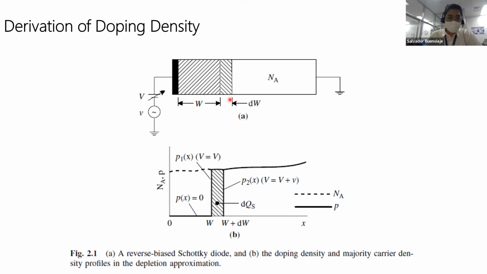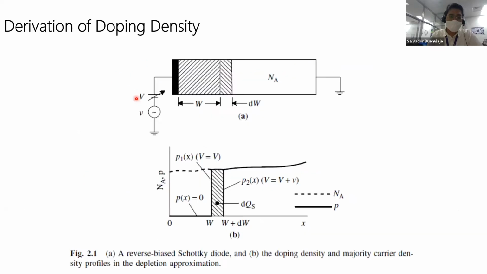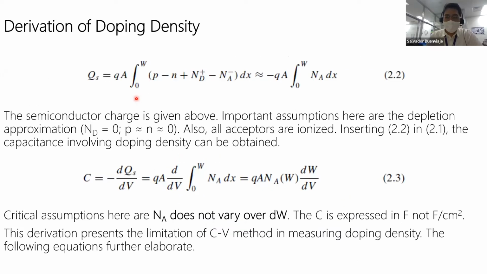So this is the reverse bias Schottky diode, and this is the concept, the starting variables for the derivation of doping density and majority carrier density profiles. I will be dealing with that later. This is the equation for the semiconductor charge. I will not be dealing with the mathematical aspect of this. So this is the expression.